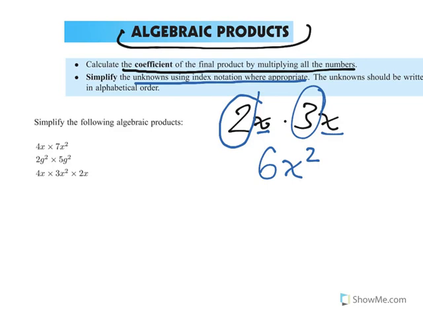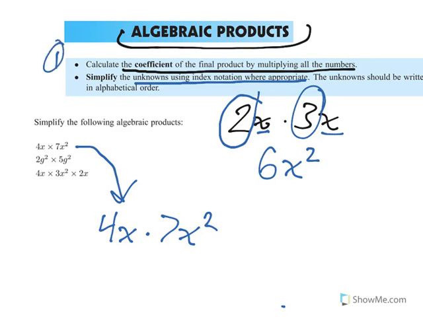All right, let's work through this first one, and then you can do the other 2 by yourself. So 4x times 7x squared. Very first thing we do, calculate the coefficient of the final product. What's the coefficient? Well, 4 and 7. 4 times 7 is 28. The second thing we do, we simplify the unknowns using index notation. We have an unknown here, x, and we have an unknown here, x to the power of 2.